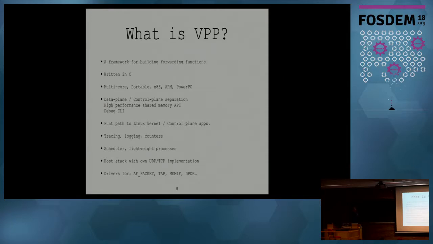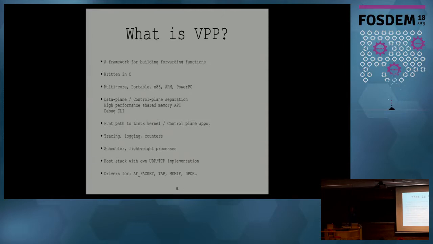So VPP, in a sense, is an OS just without the bootloader. And I had unikernels in parentheses there. I really would like to put it on a unikernel and add that bootloader. That would make it its own OS. But it has a scheduler. It has lightweight processes. It is a fairly self-contained user LAN application. We also have a host stack with our own TCP implementation. SCTP is also coming. And the main drivers for physical hardware, they come from DPDK.